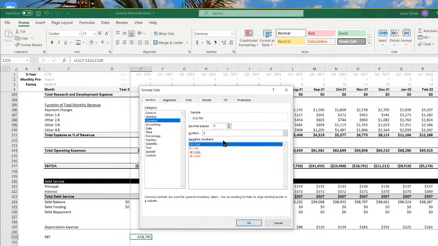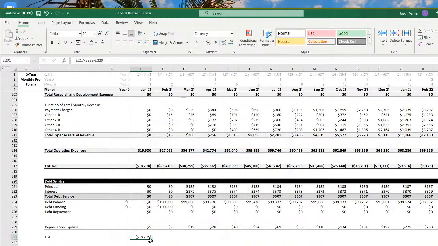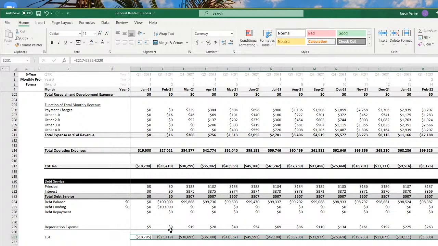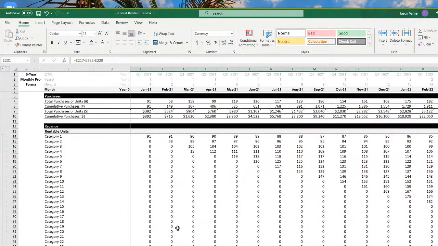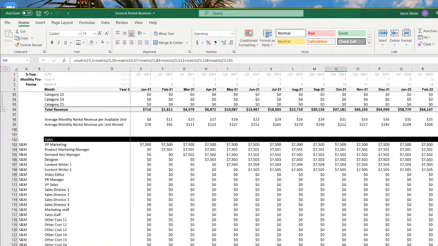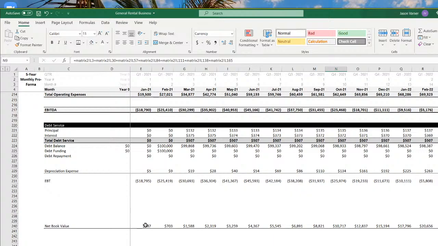Because depreciation is a non-cash item, and the actual cash that went out for that will be accounted for in the purchases, which is up here, total purchases of units each month. So these purchases, as they happen, then start to make depreciation happen as an expense, and the expense is deducted from taxable income, not when they're purchased. Because nine times out of ten, if you're renting stuff out, when you buy it, you can't expense it all at once. It's going to have a useful life, and you have to depreciate it over time.